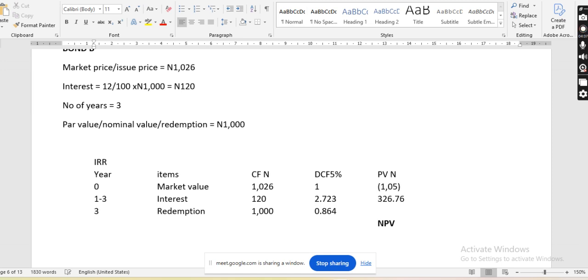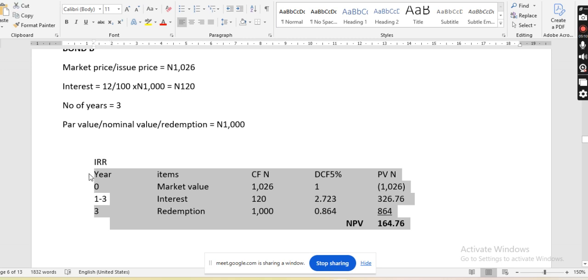So this will change, 864, right? So please be very careful when you are doing these things so that you do not mix them up, right? So what do you have here, Rachel? 864. 864. Okay, that's fine. So the NPV, 164.76. 164.76 positive NPV, right?